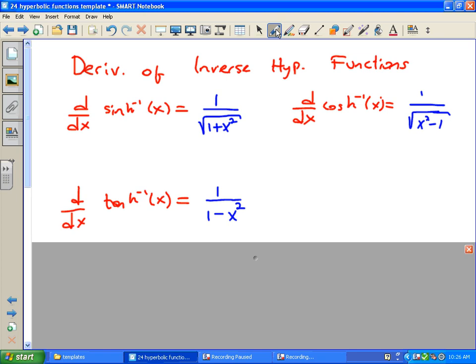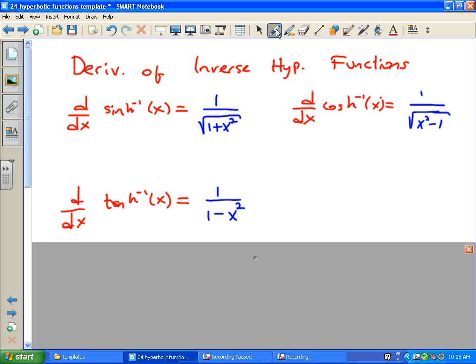The end of the tunnel is, if these are the derivatives of hyperbolic inverse functions, now think about integrating the right-hand sides. Like say you want to find the integral of 1 over the square root of 1 plus x squared. Guess what it's going to be? It's going to be a hyperbolic inverse sine function, right?